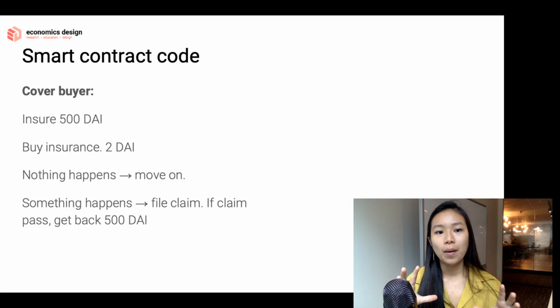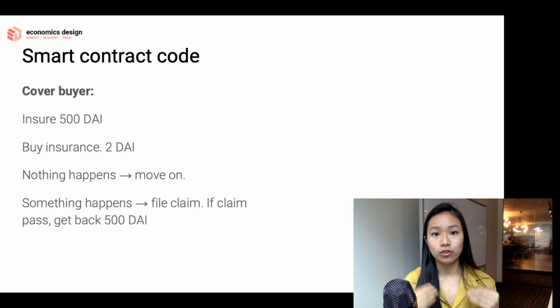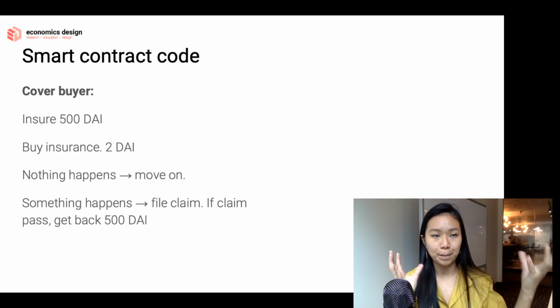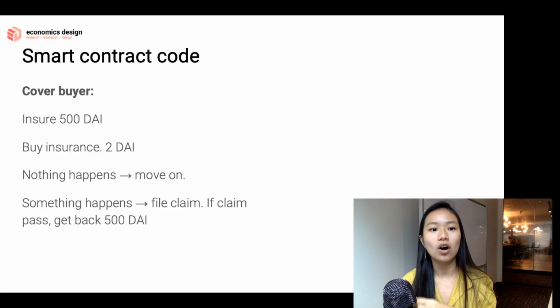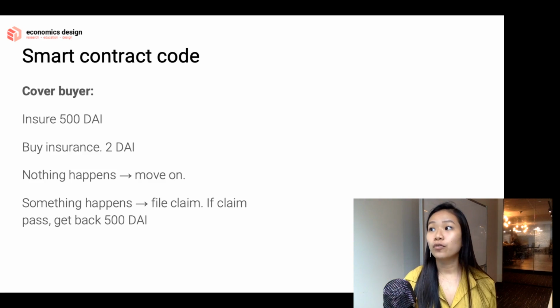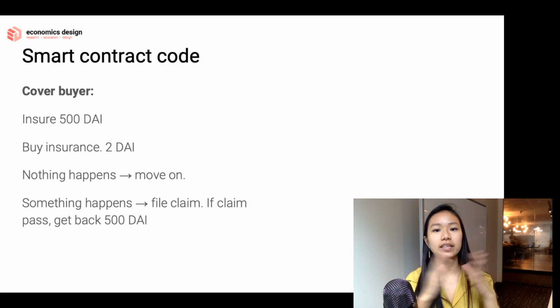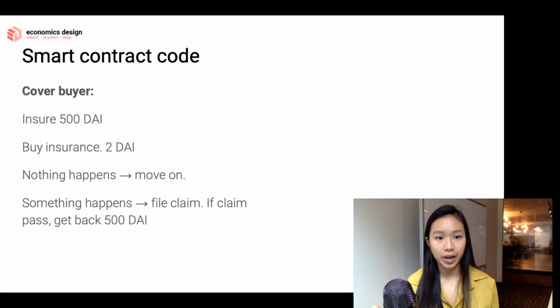So once again, we can only do the internal technical risk, right? Which is the smart contract code. So this will be stuff like a bug happens and then you need to cover that with insurance. The insurance covers that bug of the smart contract code. So for example, we take this example of smart contract code. And the cover is where the buyer will buy an insurance cover. So let's say the buyer wants to insure 500 DAI.